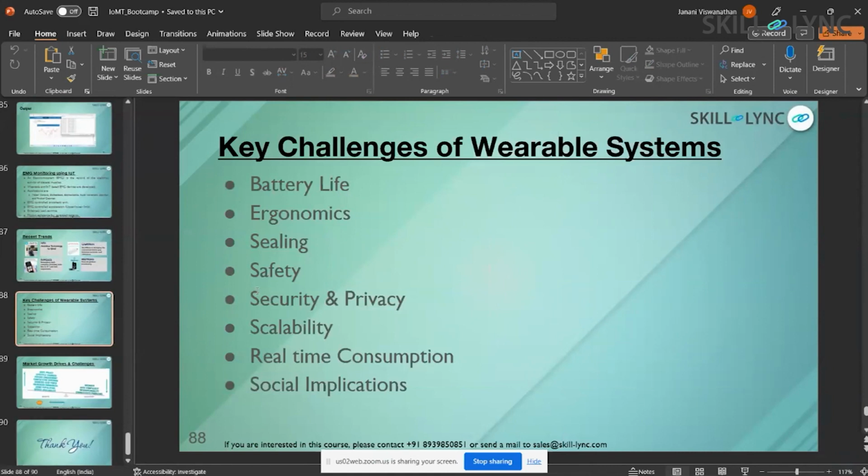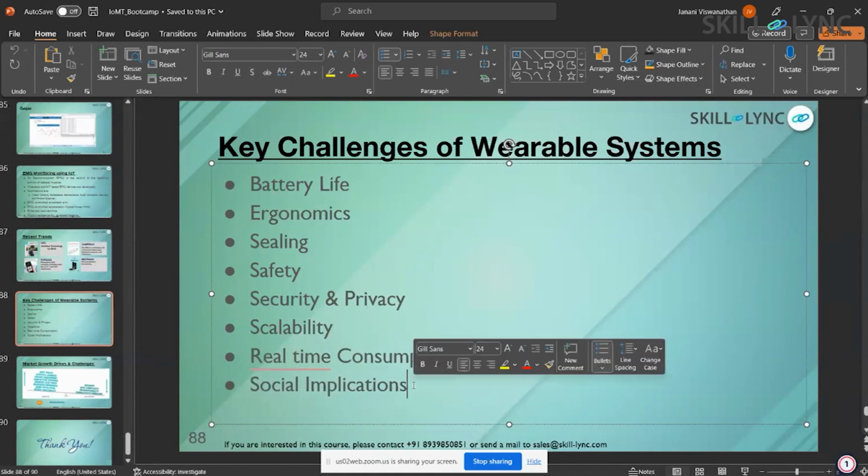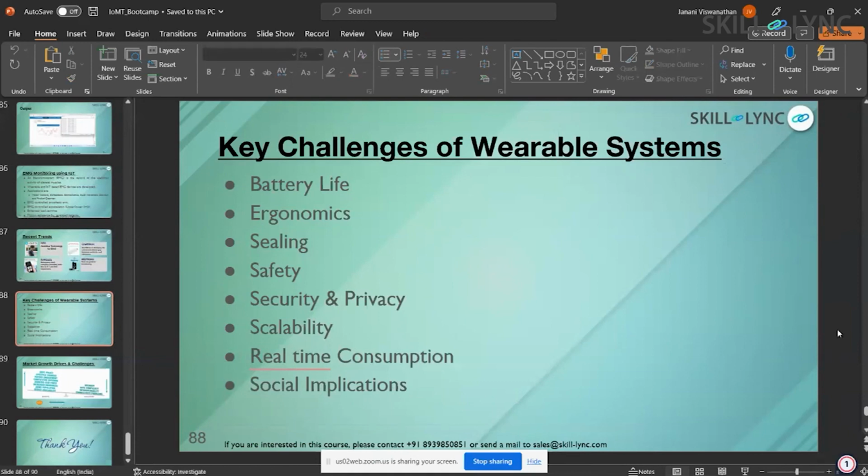How long the battery life will sustain, because when a person is wearing it, he cannot go to different places to charge it. Next is ergonomics, how aesthetic it is, sealing, splash resistance, which I had mentioned, and safety, security and privacy: the data should not be breached. If I am going to add two parameters in future, will my current IoT system be able to do it? That is called scalability, increasing the number of sensors. Is it real-time, and what are the social implications? As I told you, many people would not think about wearing a device because they feel healthy, or they worry about what other people will say. So these are key challenges for wearable systems, guys.